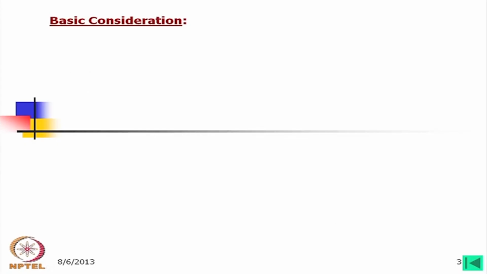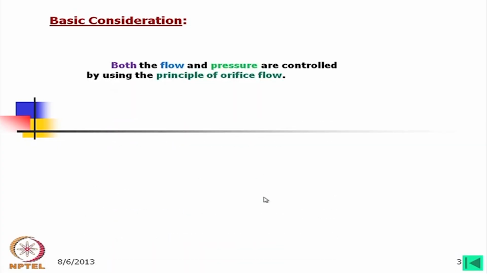Now, what are the basic considerations? First, both the flow and pressure are controlled by using the principle of orifice flow, which I have discussed in lecture 4.